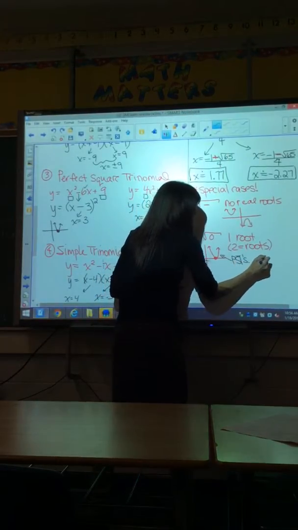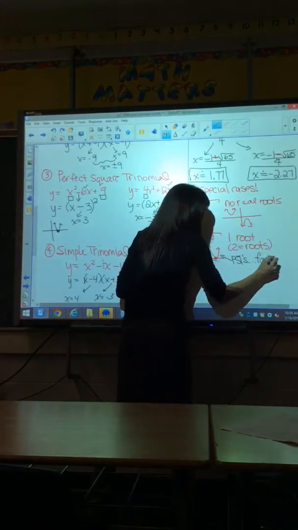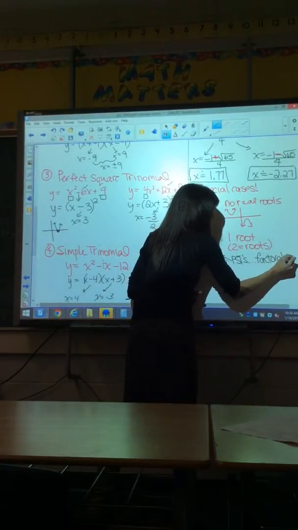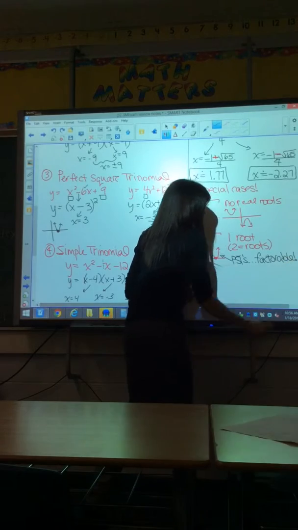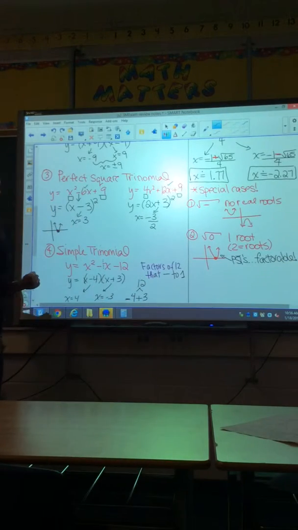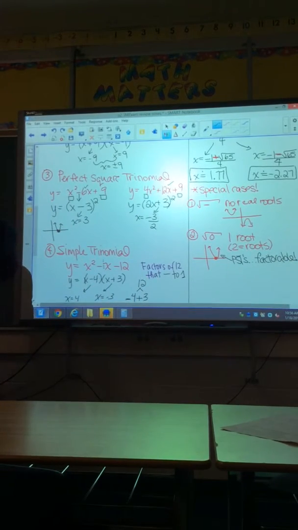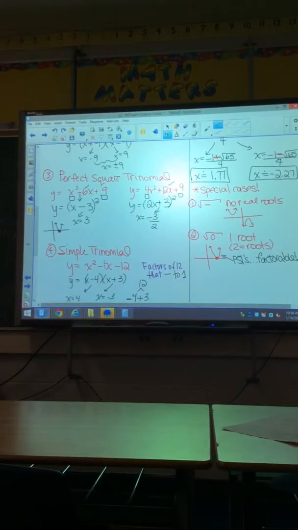They would have been factorable, so we probably should have factored instead of using this formula, which takes a long time. Okay, so anything with one root, where the vertex lies exactly on the x-axis, is factorable. You could have used factoring a perfect square trinomial instead. All right?